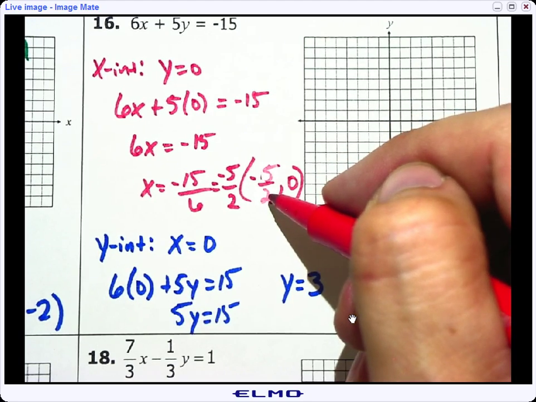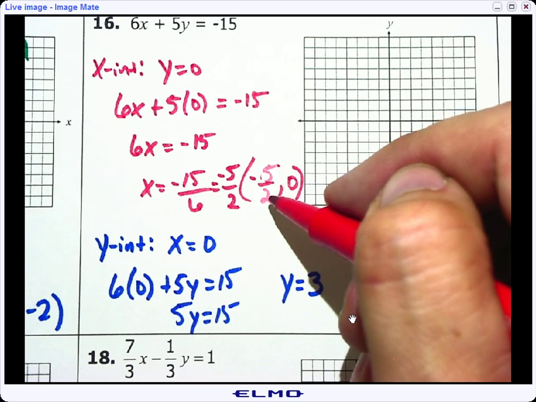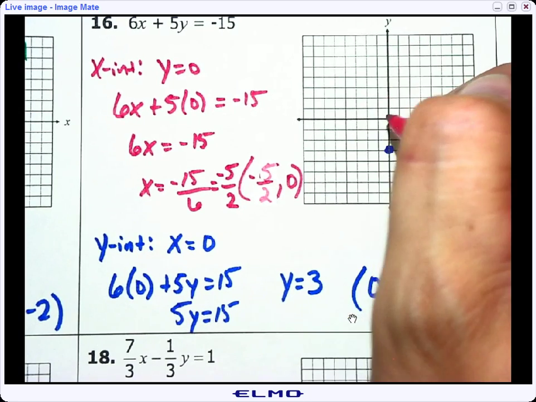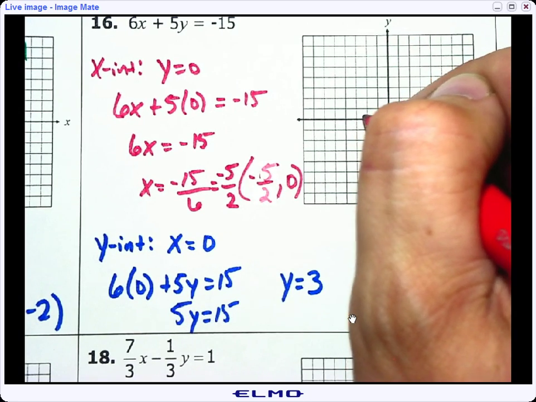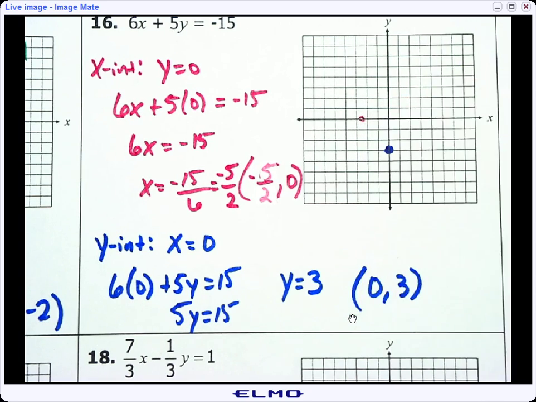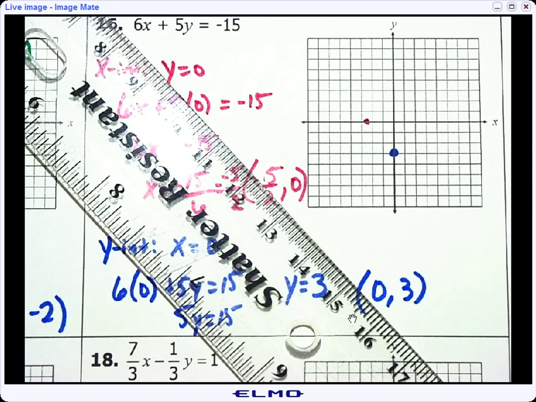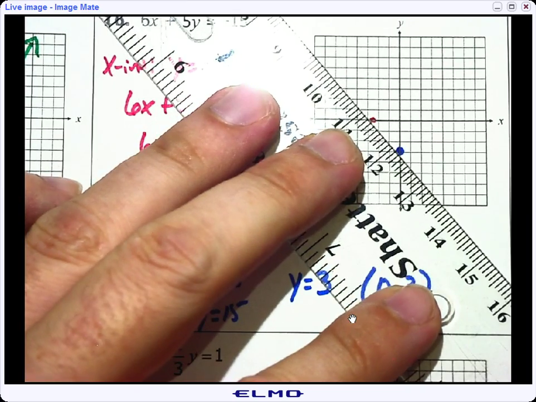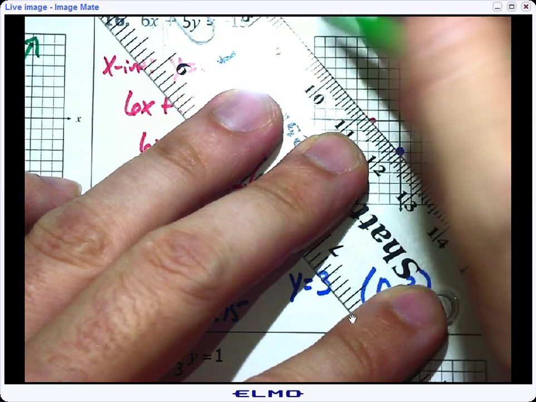Negative 5 over 2 is going to be between, so if that had been a 6, 6 over 2 is negative 3. So 5 over 2 is going to be just shy of negative 3. So 1, 2, 3, and back it up just a little bit. Get the point right there, in between -2 and -3. Again, we're ready for the straight edge. Connect your 2 points. Get your straight line.